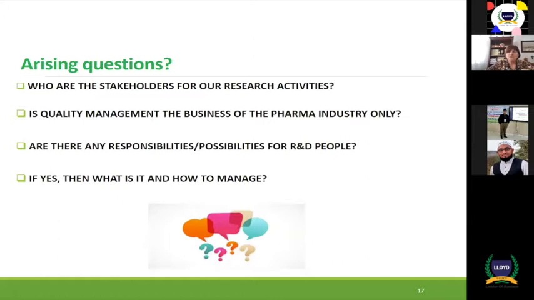So the first question when we start, and now we turn to the green, to the middle part of the presentation. Who are the stakeholders for our research activities? This is what we have to look for. What is the market we want to reach?